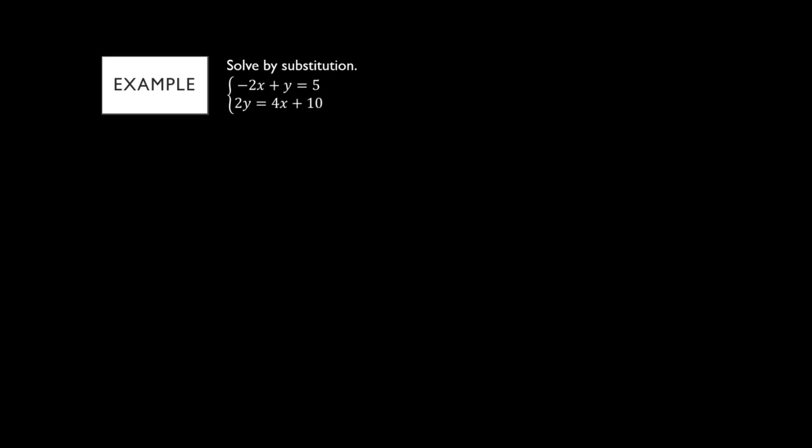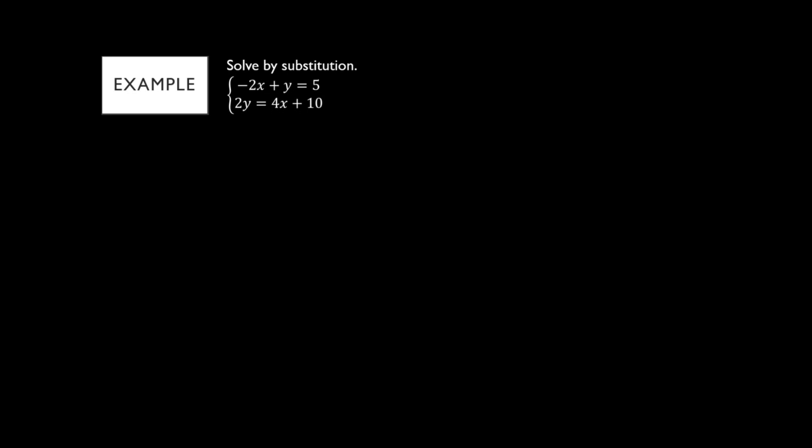So here's another one. We're going to solve this by substitution. Now in this case, we don't have an equation that's solved for y or solved for x, so we have to solve one of these equations. There are two ways we can do this. We can take the first equation and solve that for y by adding 2x to both sides, or we can take the second equation and solve for y by dividing everything by 2. Either way, as long as you do your algebra correctly, you'll get the same answer.